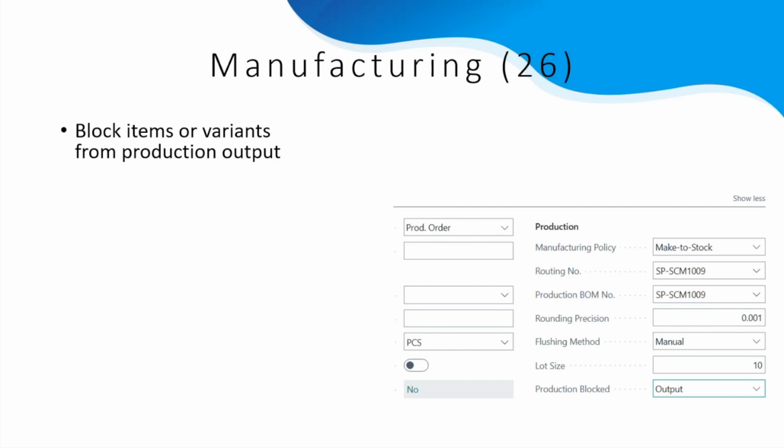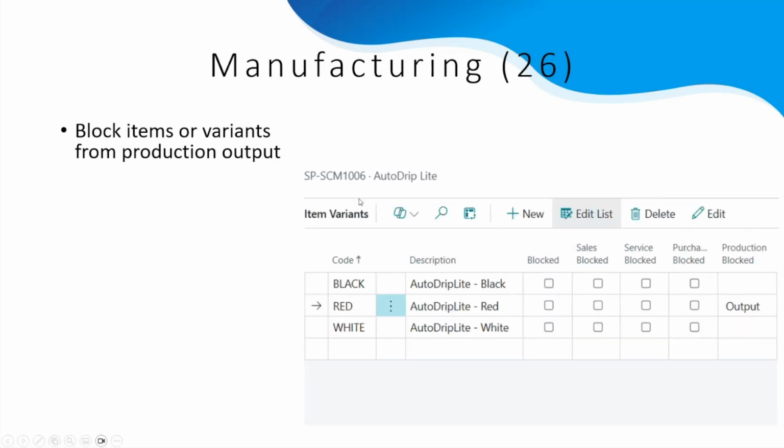It's also extended, like mentioned earlier, to the variants. So if you would only like to block output to a specific variant, you can select that on your item variants page, which helps you manage your output posted to specific finished goods items.